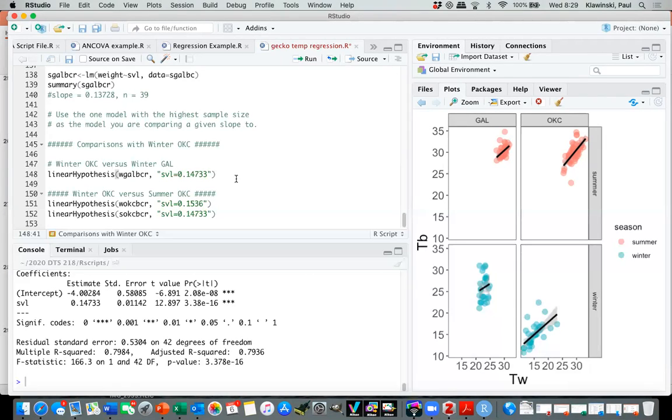But the correlation between winter Oklahoma City and... yeah, the comparison between winter Galveston and winter Galveston doesn't make any sense. You're comparing 2 things that are exactly the same. But the comparison between winter Oklahoma City and winter Galveston, this would be a significantly different slope.